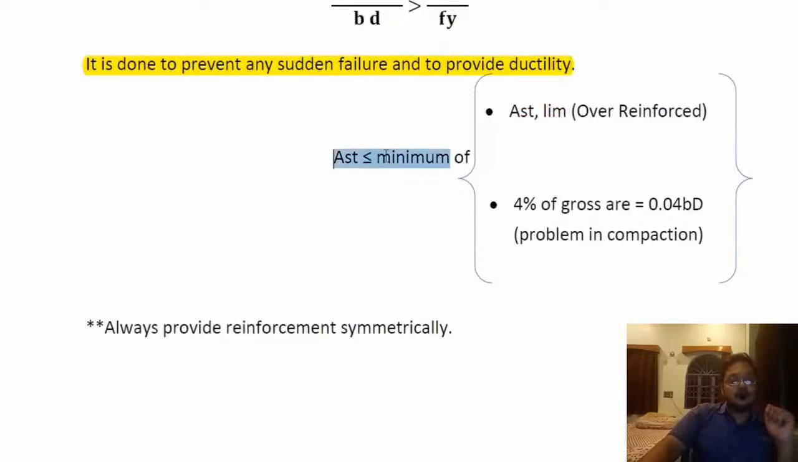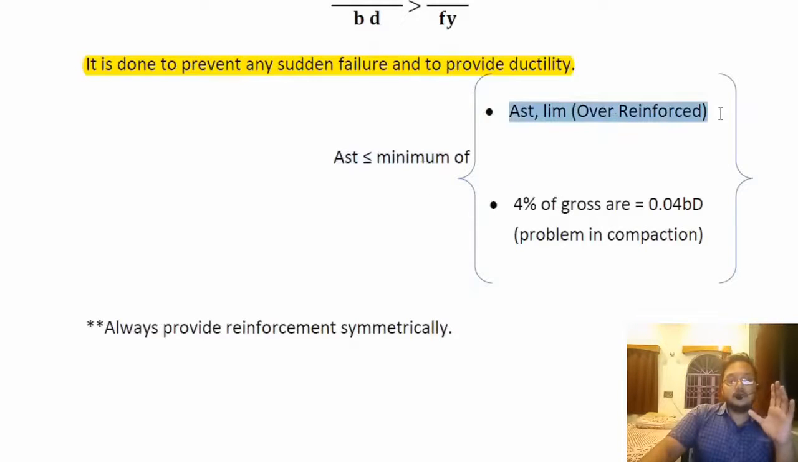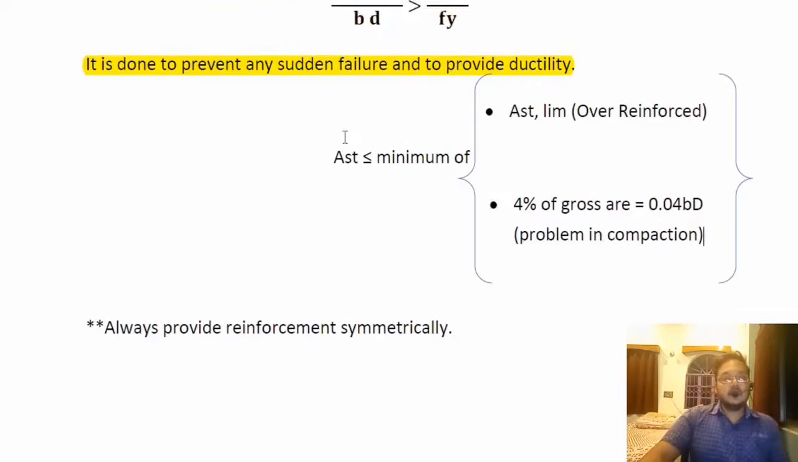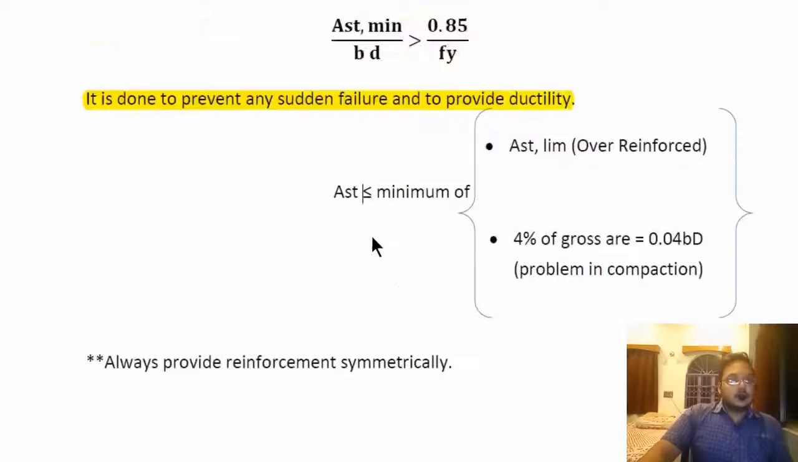Also, AST should be the minimum of either the AST limit for an over-reinforced section, and 4% of gross area, that is 0.04 BD for compression. So out of these two, the minimum value will be considered as our AST.